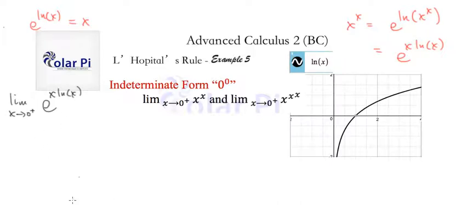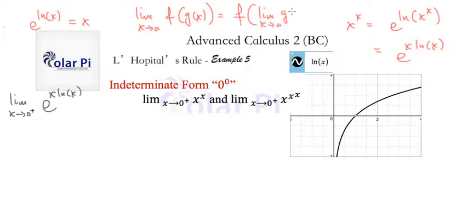Next we're going to use a limit property, which is that for continuous functions, the limit as x goes to a of f of g of x is the same thing as f of the limit as x goes to a of g of x. This property of limits we also used in example 3, but just in case you haven't watched example 3, I did it again.